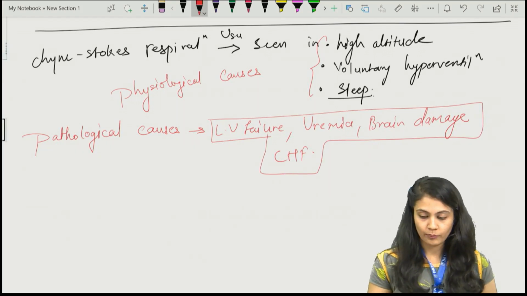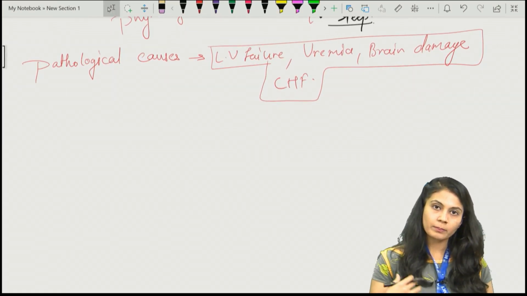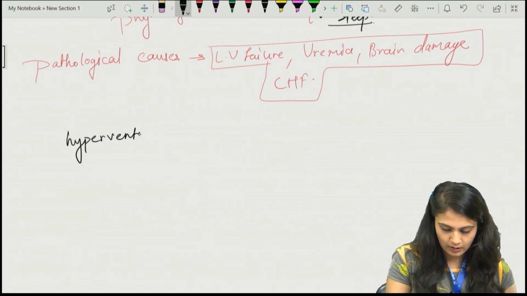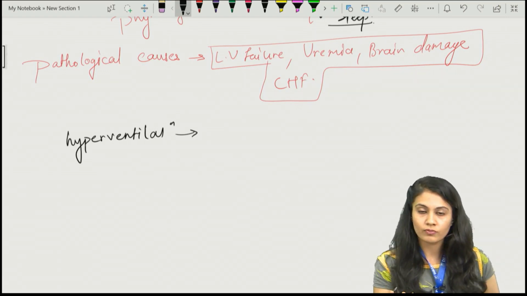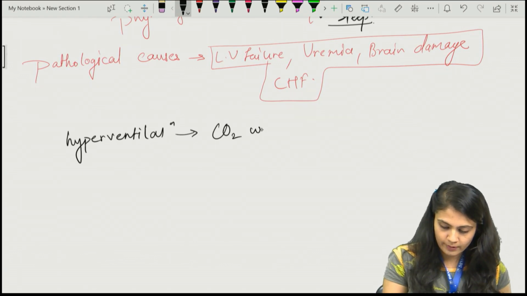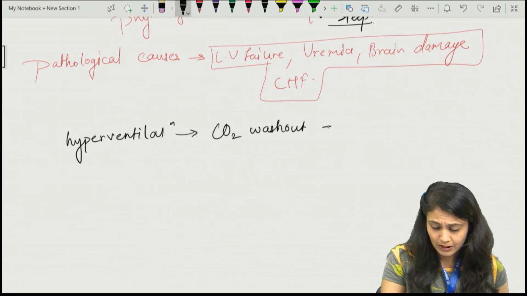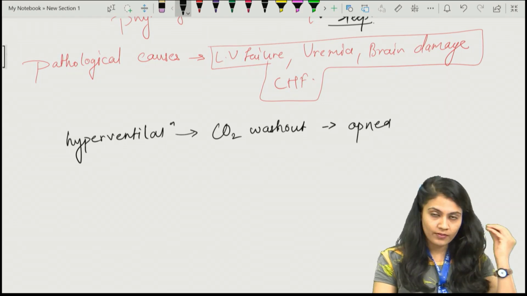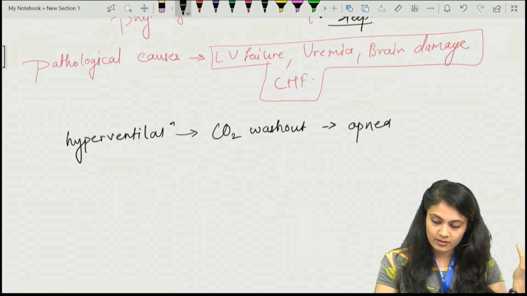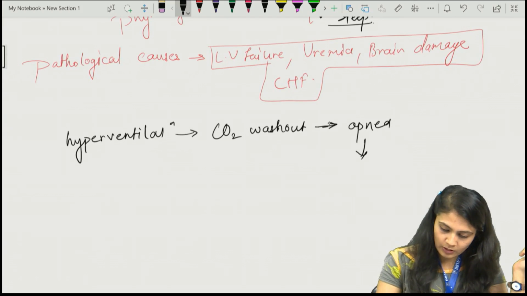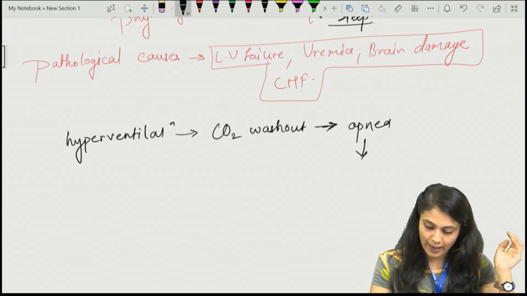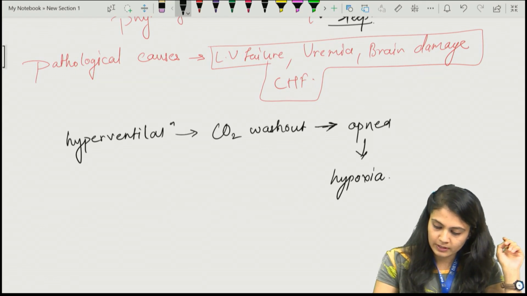What actually happens in Kindstalk breathing is, suppose the patient does hyperventilation. Once hyperventilation has occurred, the carbon dioxide will wash out from the body, more and more carbon dioxide will be excreted. This carbon dioxide wash out will ultimately lead to apnea. For some time there will be apnea, and that causes the decrescendo pattern because of the hypoxia. Hypoxia will be there due to apnea.